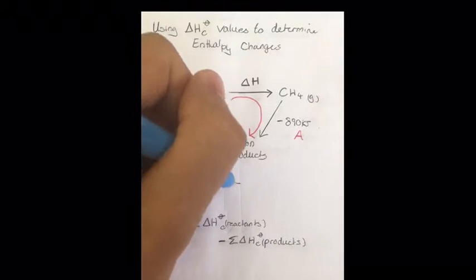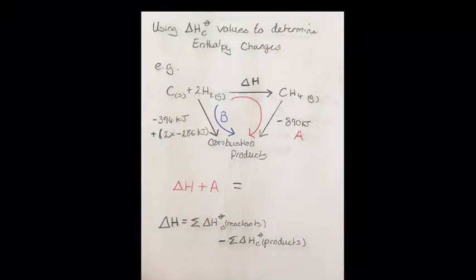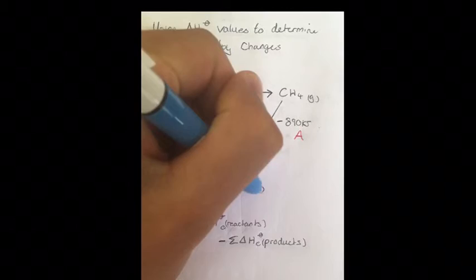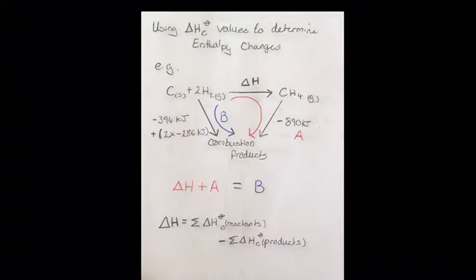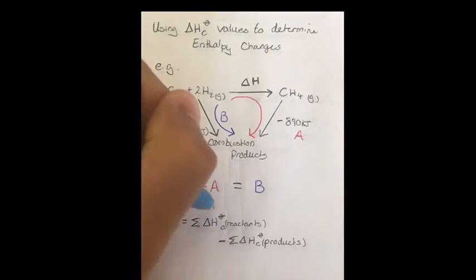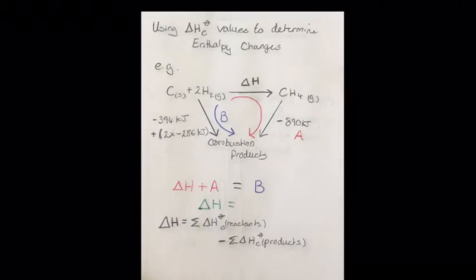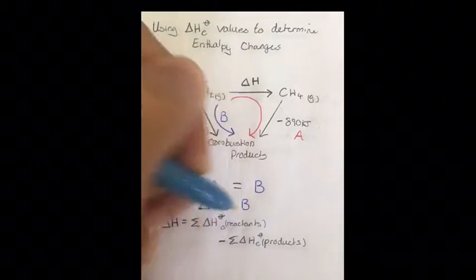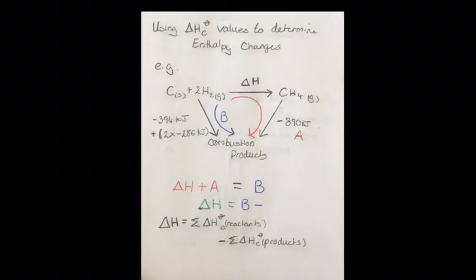We can write this mathematically as delta H plus A is equal to B. We can rearrange this to give us the enthalpy change of formation as the enthalpy change of combustion of the reactants, B, minus the enthalpy change of combustion of methane, A.